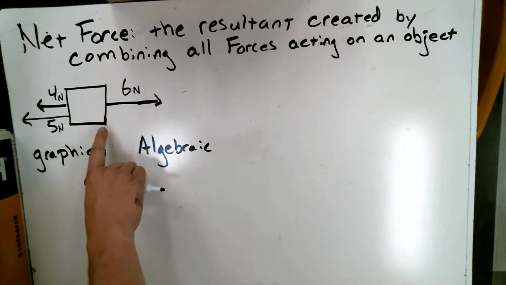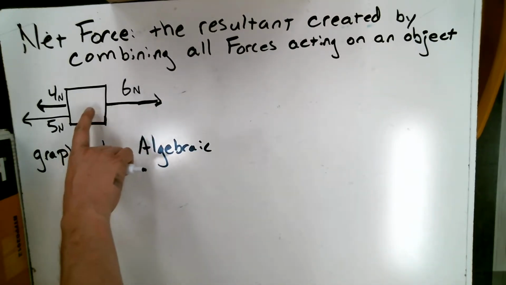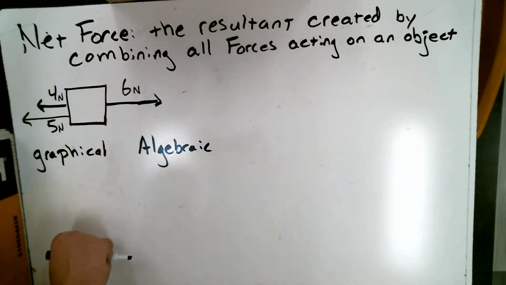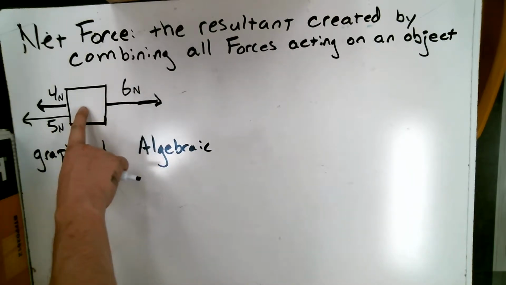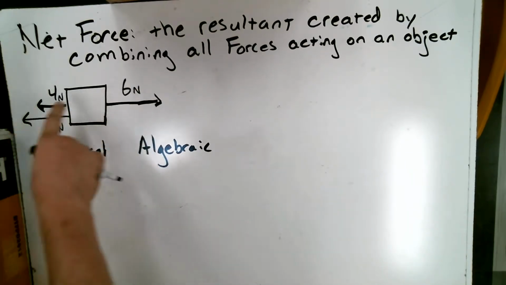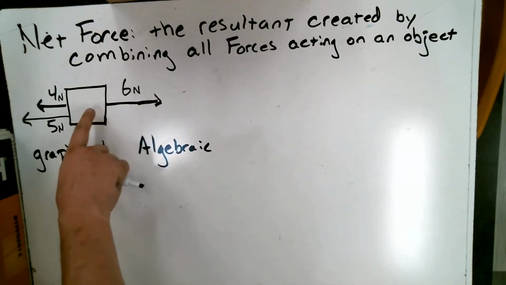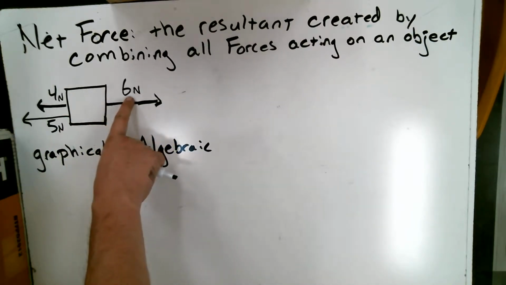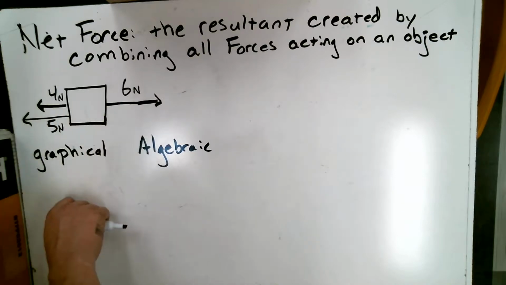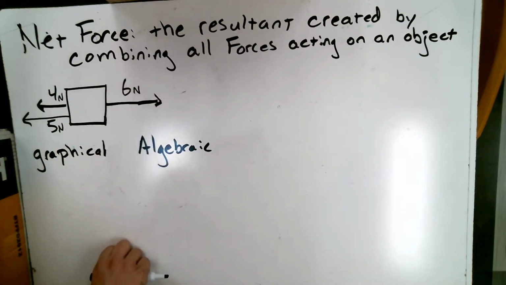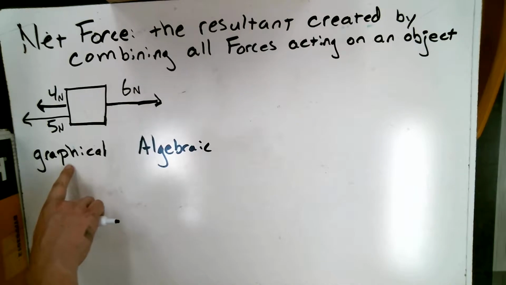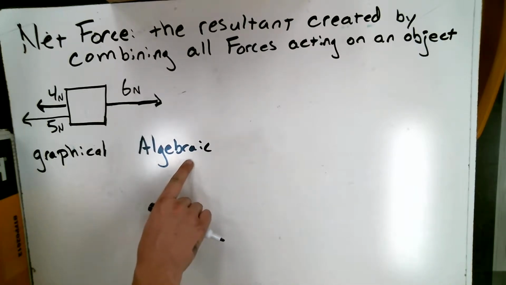I have here an object. We're going to use a standard everyday box. It has three different forces acting on it, all of them in the x coordinate direction. We have a 6 Newton force to the right, a 4 Newton force to the left, and a 5 Newton force to the left. To find the net force, we need to combine all of them. There are two methods we're going to discuss on how to do this, a graphical method and an algebraic method.